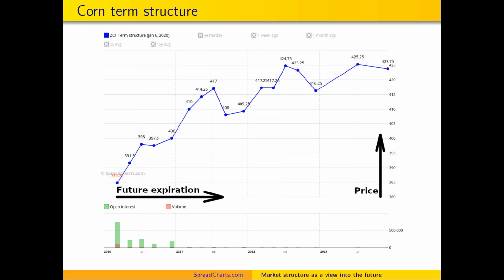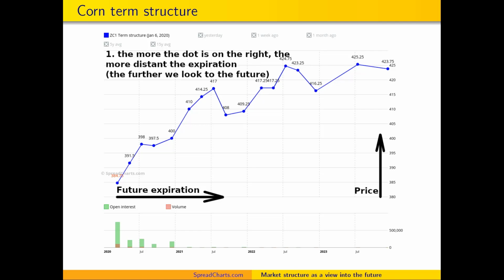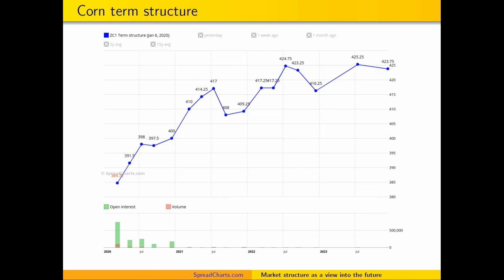So what does that mean? First of all, the more the dot or the futures contract is on the right side, the more in the future the expiration is. So the more into the future we are looking. And the second thing, the higher the dot, the more expensive the contract is. There are two more things to explain in this chart. The first one is the number above each futures contract, which stands for the current price of that futures contract. These prices are valid as of January 6th, 2020, which is the date in the bracket in the top left corner.